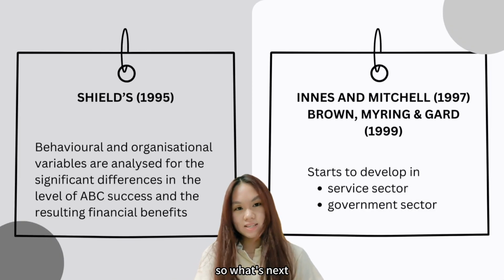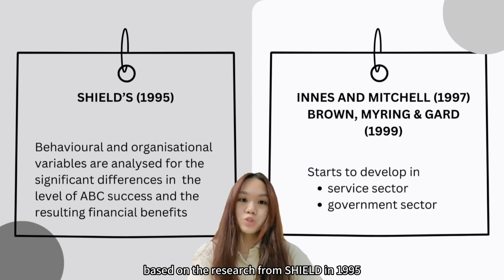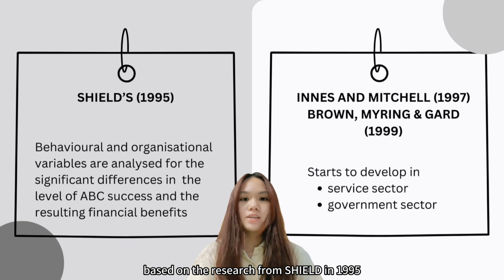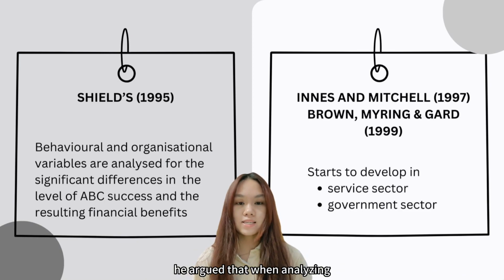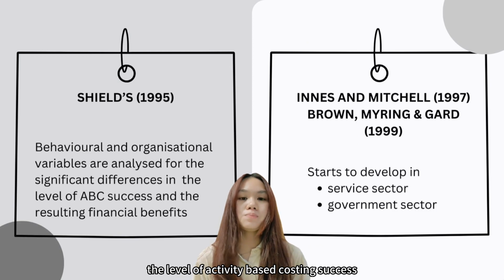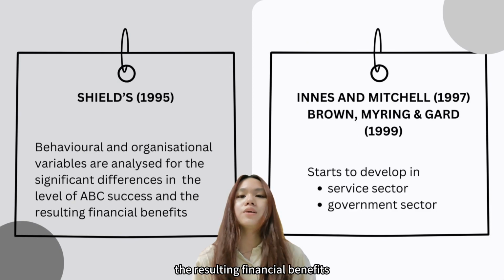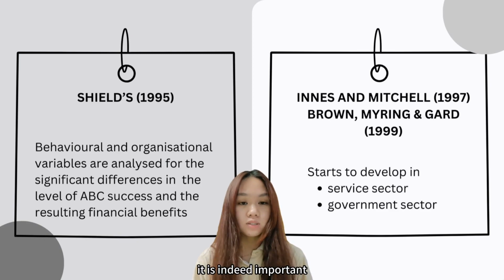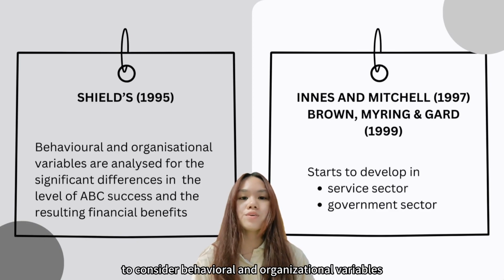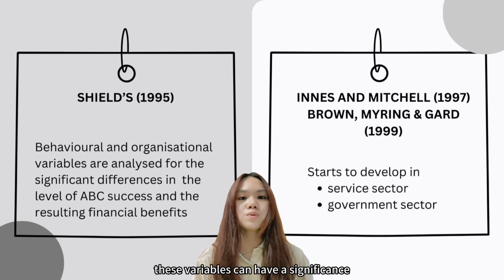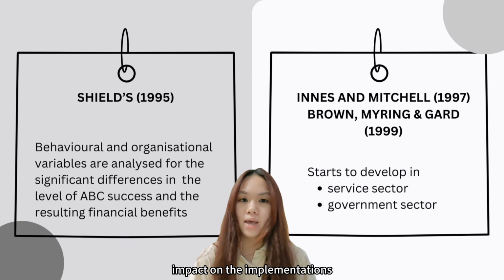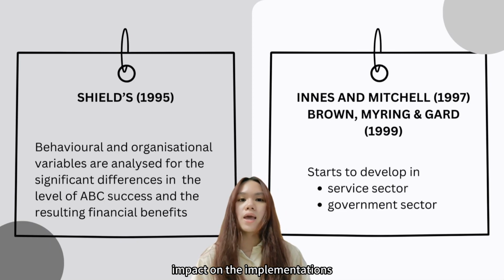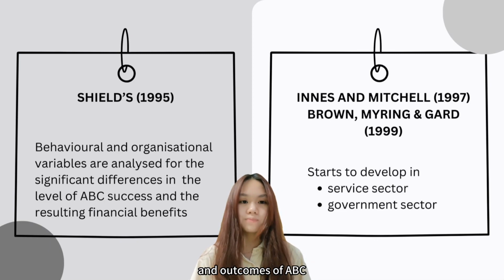So, what's next? Based on research from Shields in 1995, he argued that when analyzing the level of activity-based costing success and the resulting financial benefits, it is indeed important to consider behavioral and organizational variables. These variables can have a significant impact on the implementation and outcomes of ABC.